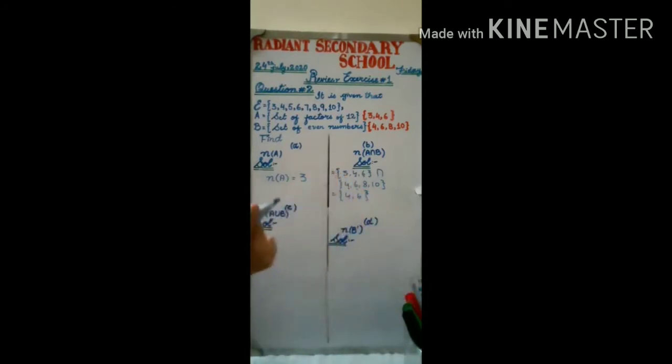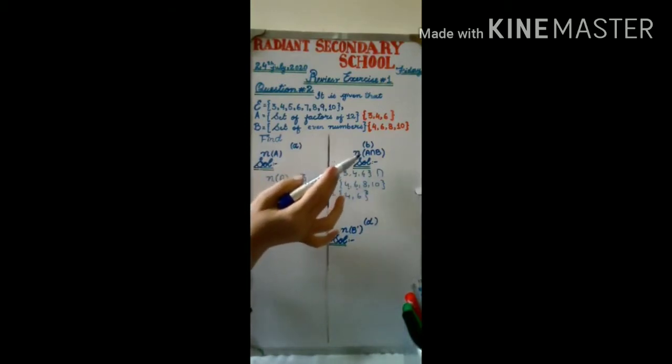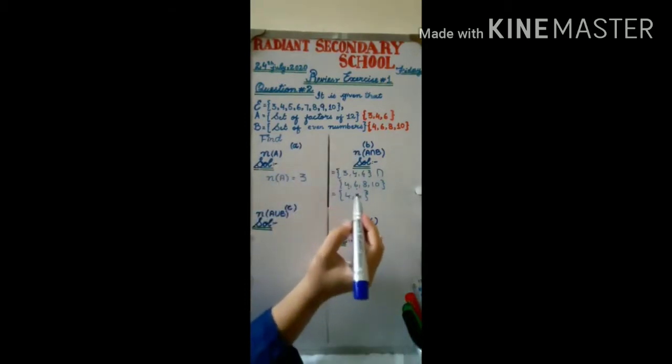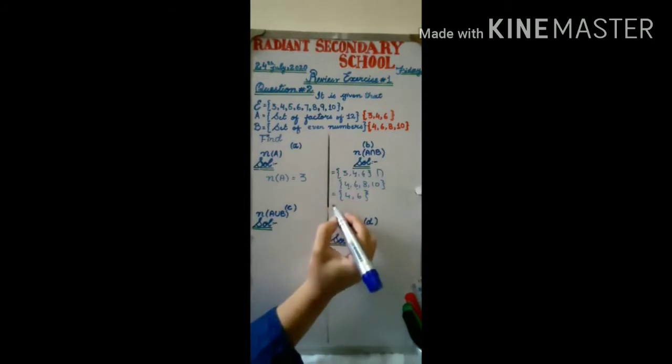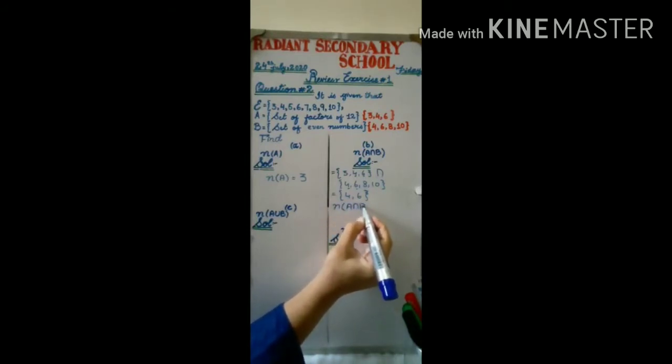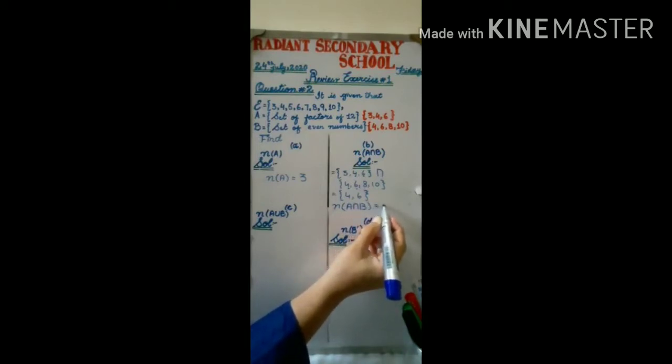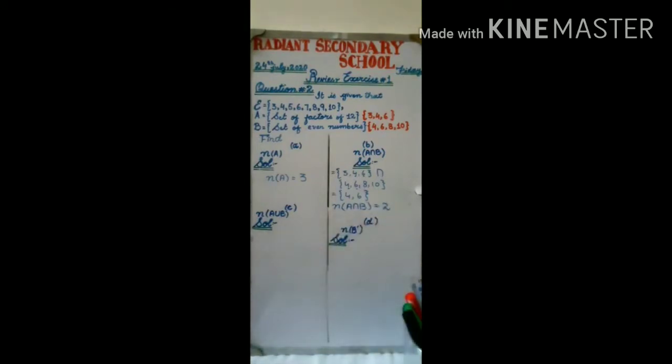Now we need in the question number of elements in A intersection B. In A intersection B, elements are 2. Count is 1 and 2. So you can write number of elements in A intersection B is 2. Okay. Now come on part C.